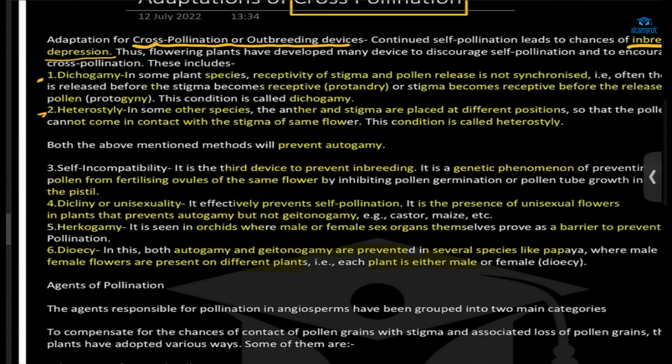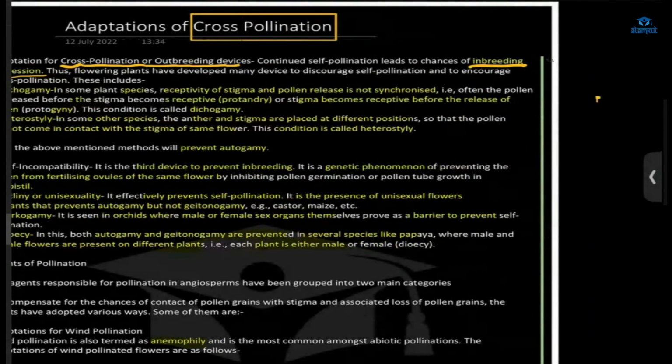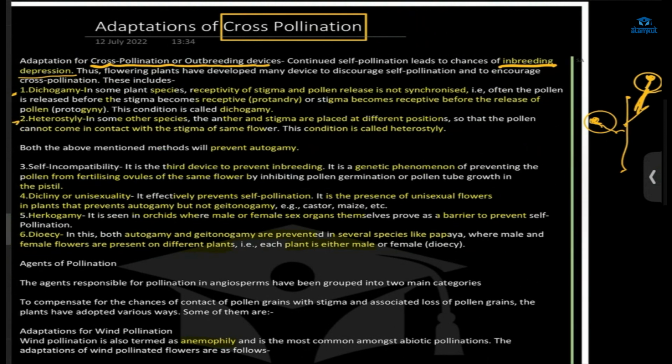Next, we have declining or unisexuality. What happens here? In the plant there are unisexual flowers. That means in one flower there is only the male part, or only the female part, and in the other flower there is only the female part. This will prevent autogamy. Then hercogamy. Here, the male or female gamete will act as a barrier for self pollination.